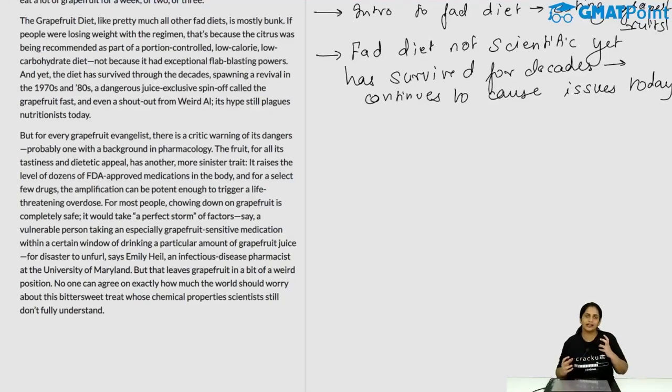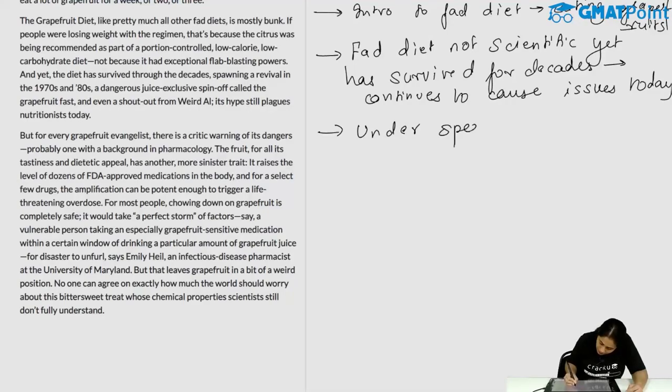So this leaves you in a kind of middle place, neither here nor there. It's not as if grapefruit is a bad fruit, it is a good fruit, but under certain situations, it could be a dangerous fruit. So you don't know exactly where you are, partly resulting from the fact that scientists don't know exactly how it behaves, they don't fully understand the fruit. So essentially, under specific conditions, consumption of grapefruit can be dangerous.